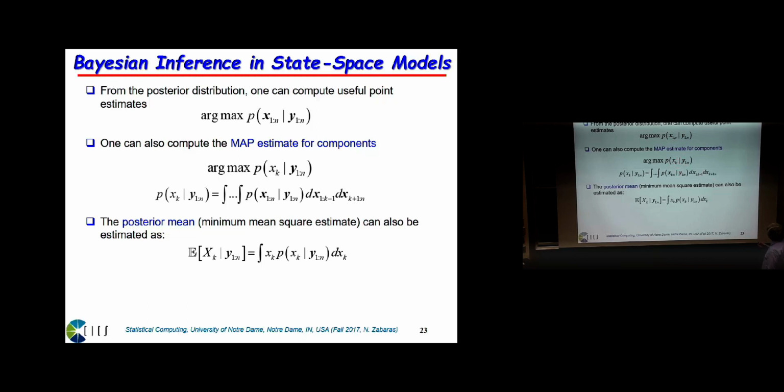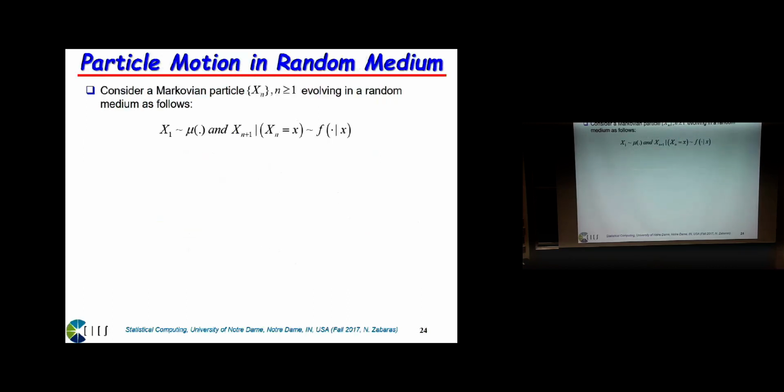If you integrate everything out except the component k, you have a posterior for xk, and then you can find the MAP estimate, or you can compute a posterior mean. This goes back to the same way as when we were discussing posterior distributions, right? The posterior is the main Bayesian ingredient, so if you have that, you can play with point estimates and do maths or anything you want to.